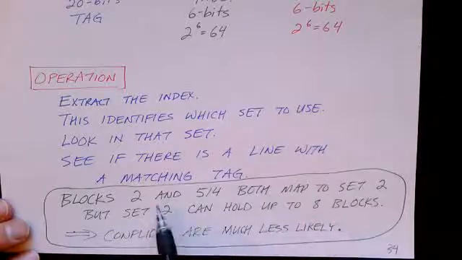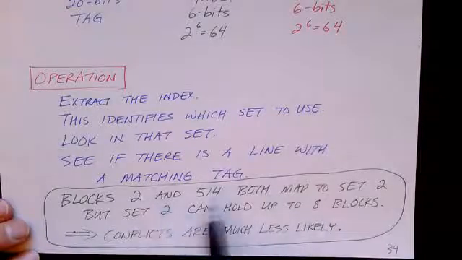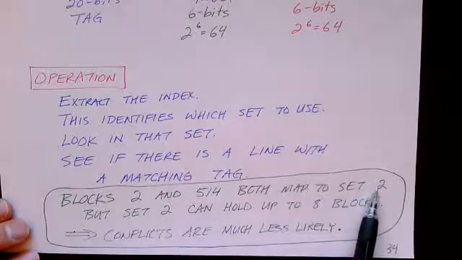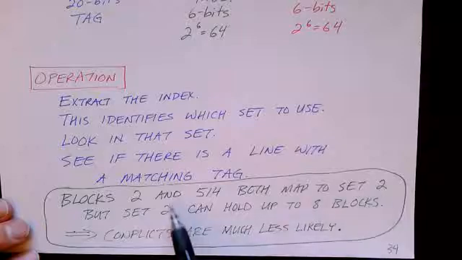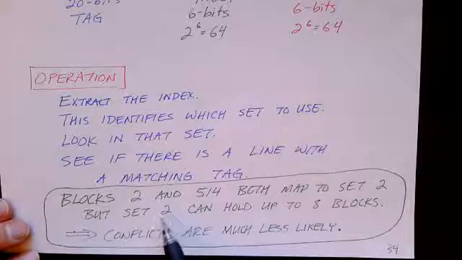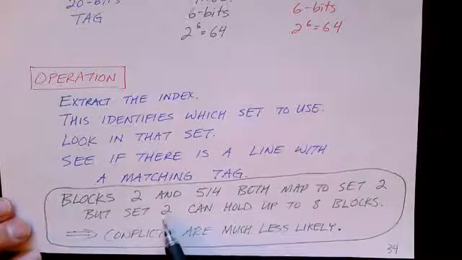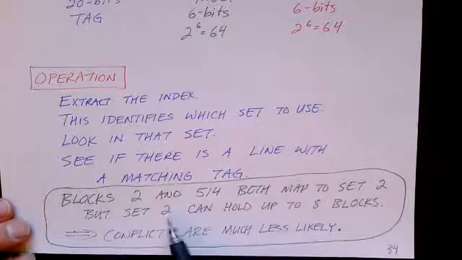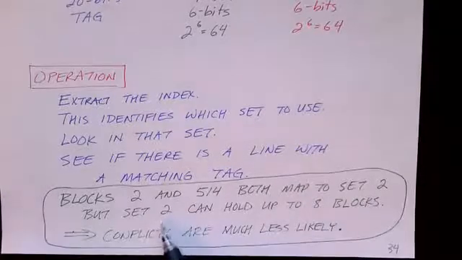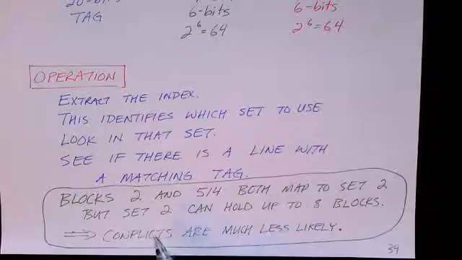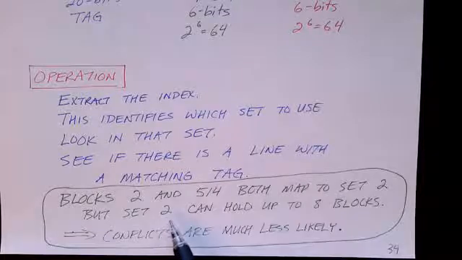In the direct map version, blocks 2 and 514 mapped to line 2, and it could only hold 1 block. But now these same 2 blocks map to the same set. However, the set can contain up to 8 blocks. The set is associative. So now the conflicts are much less likely. Okay, we can still have conflicts, but it's much less likely.